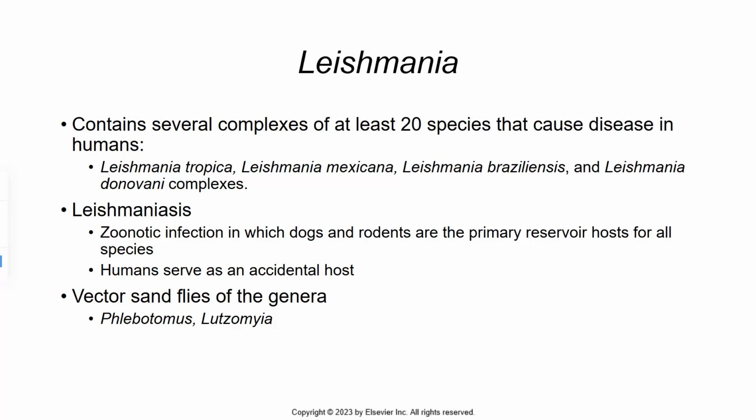Leishmania contains several complexes of at least 20 different species that can cause disease in humans: Leishmania tropica, mexicana, brasiliensis, and donovani complexes. Leishmaniasis is a zoonotic infection in which dogs and rodents are the primary reservoir hosts for all species. Humans serve as an accidental host. The vectors are sandflies of the genus listed.